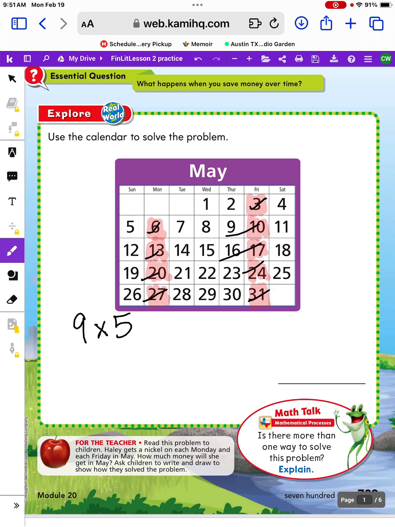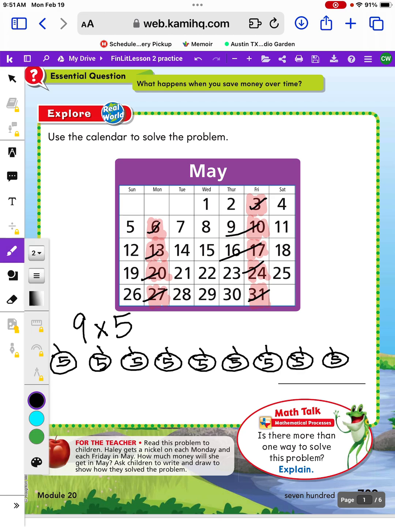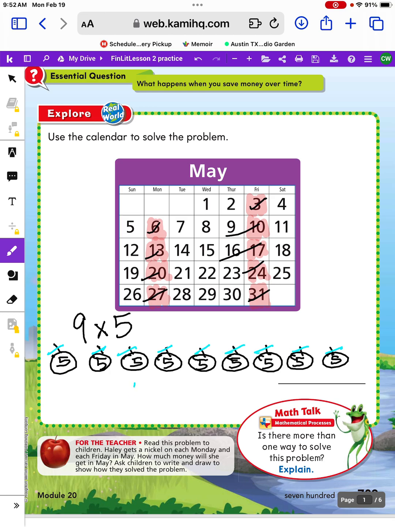So I can do this one of 2 ways. The first way that I'm going to show you is I'm going to draw 9 nickels. So that's 1, 2, 3, 4, 5, 6, 7, 8, 9. And each one of these represents 5 cents, remember? Nickels just have 1 hair because a hair is worth 5. I'm going to use a different color just so I can mark that out, okay? So I have 5, 10, 15, 20, 25, 30, 35, 40, 45.